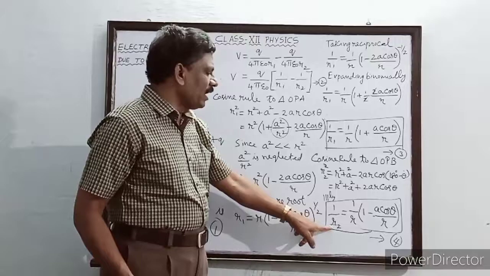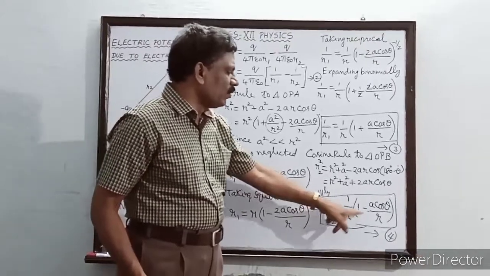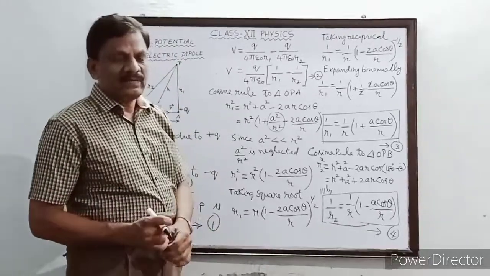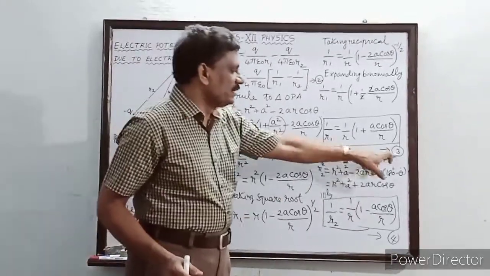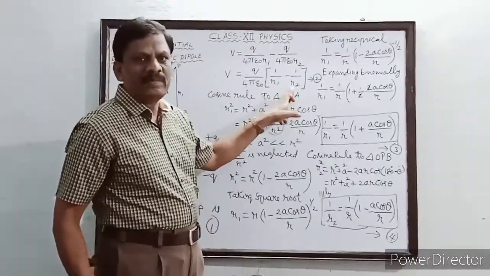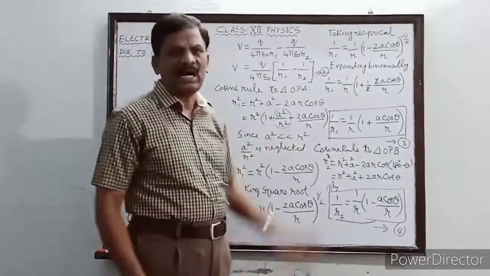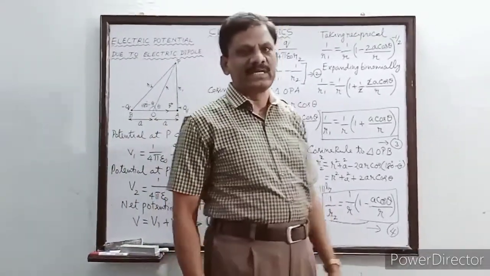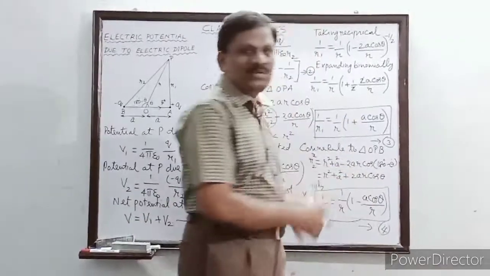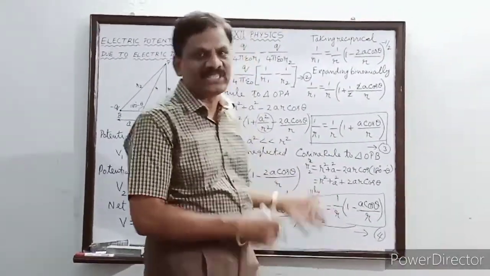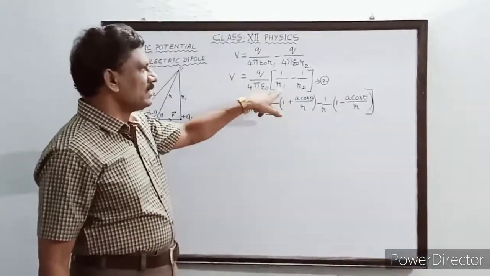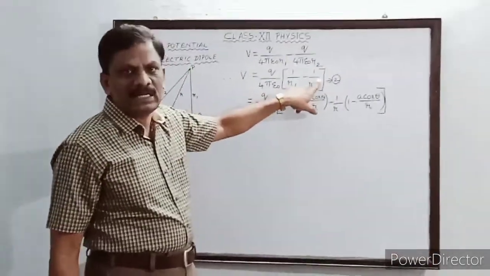Similarly, 1 by R2 is equal to 1 by R into 1 minus A cos theta by R. This is equation 4. Now, what we can do? In these 3rd and 4th equations, we have to substitute for 1 by R1 and 1 by R2 in terms of 1 by R. Have you understood? Okay. Now, I will erase this side and continue. Have you copied up to this step? Shall I proceed? Good. Now we are supposed to substitute for 1 by R1 and 1 by R2.